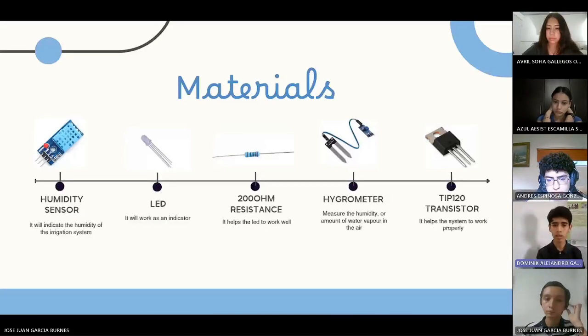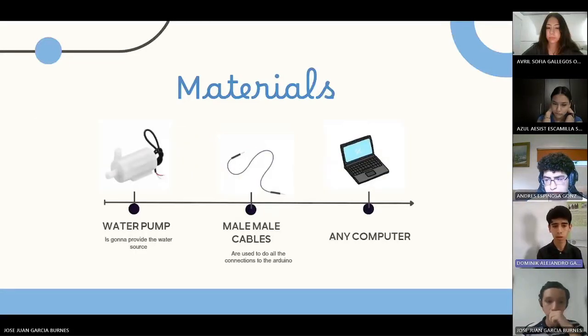A resistance for managing the currents, a hygrometer that can manage data of the environment, and also a transistor that allows us to use a motor. Finally, we have the water pump, which is a motor for water. We have many cables and a computer for programming all the circuits.